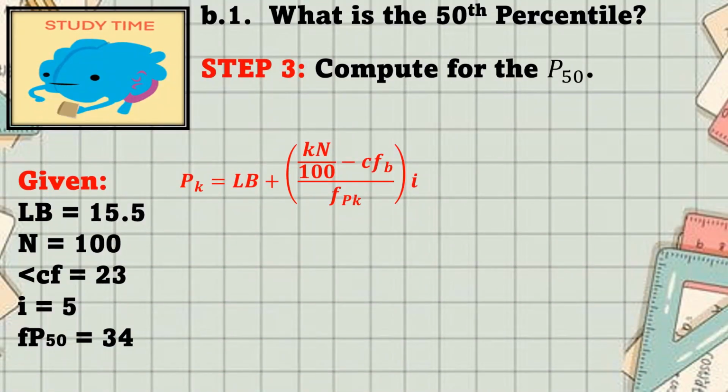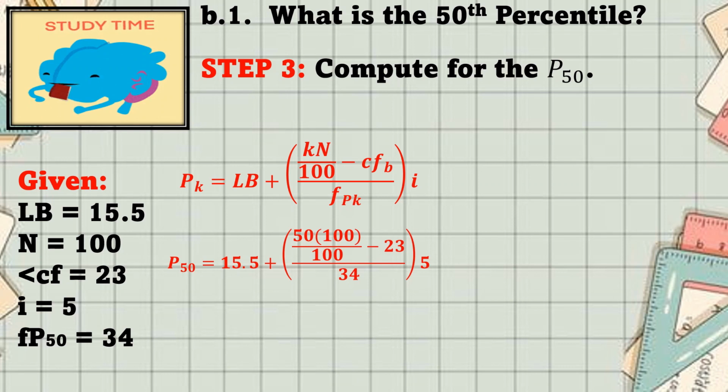We can now substitute our given to our formula. So we have P sub 50 is equal to the lower boundary, which is 15.5, plus our K, which is 50, times N, which is 100, divided by 100, minus 23, which is our cumulative frequency, all over 34, which is the frequency of our 50th percentile, times 5, which is our class interval.